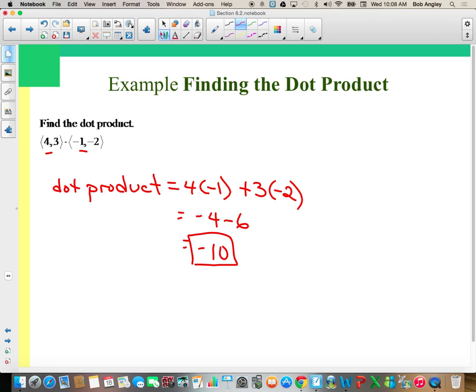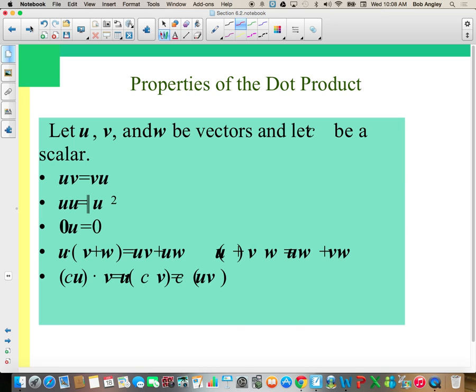Again, why it's going to be important is because it helps us to find the angles. On this page, some stuff did not print too well, so I'm going to tell you what is important about it. It says let U, V, and W be vectors, and let C be a scalar. The first property is that the dot product is commutative. In other words, the dot product of U and V is the same as the dot product of V and U.